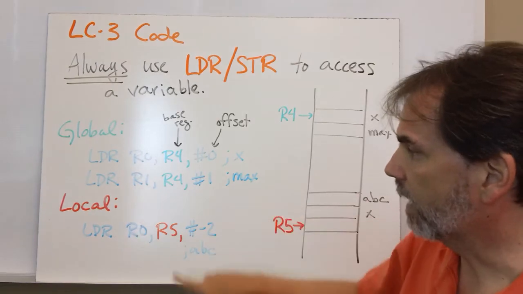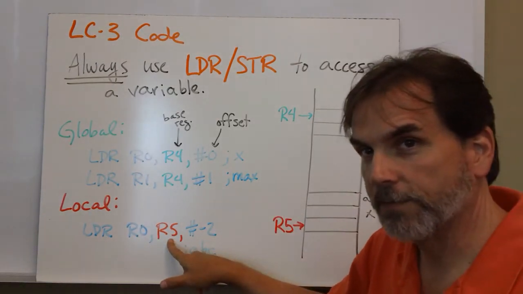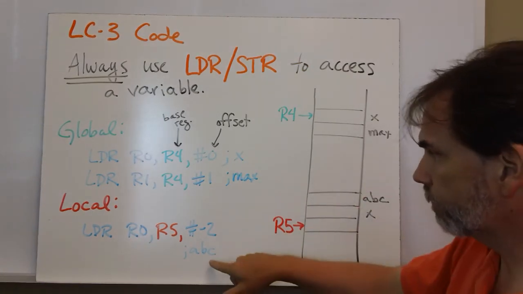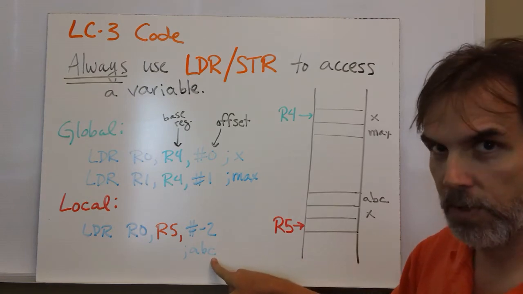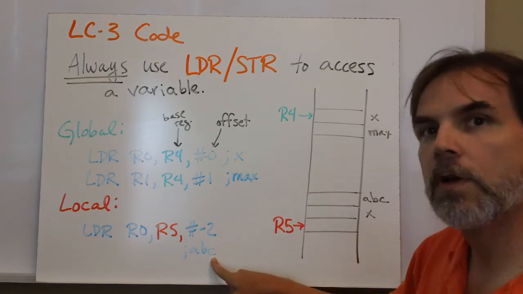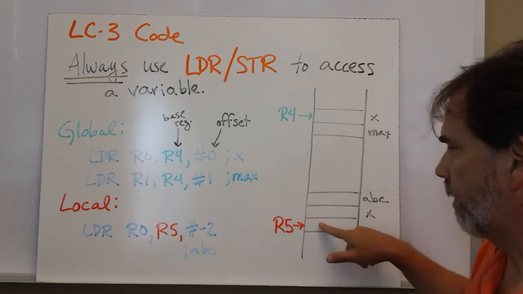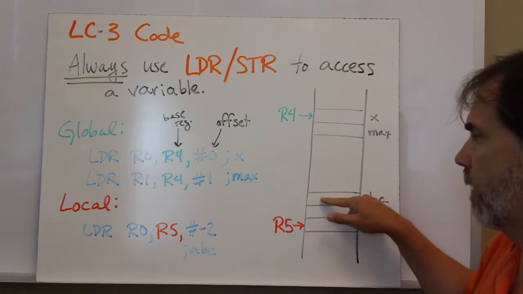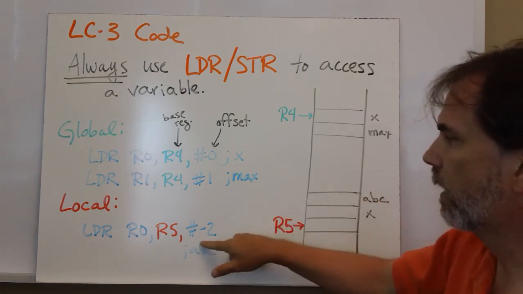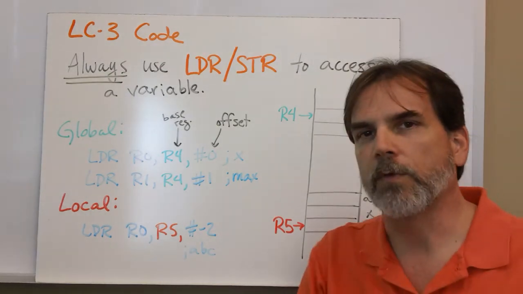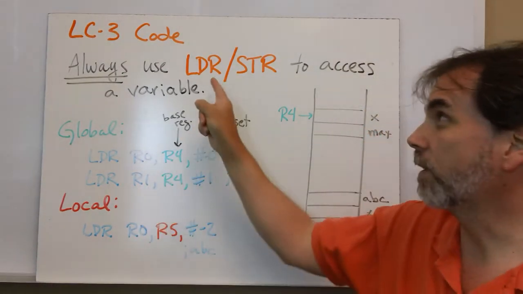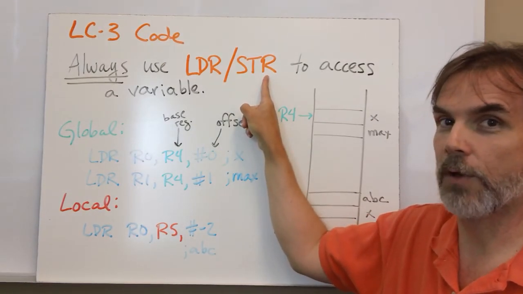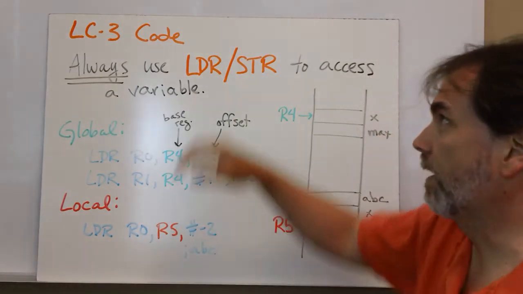For a local, same thing, except our base register is R5. Because locals are stored, R5 tells us where the locals are stored. So if I want to access the integer variable ABC in the foo function, then I go to R5, and where is ABC relative to R5? -1, -2. That's where ABC is. So I load this memory location into R0. So remember, for LC3 code for variables, we're always going to use LDR or STR. Don't get confused. Don't worry about what kind of load or store to use. It's always going to be LDR or STR.